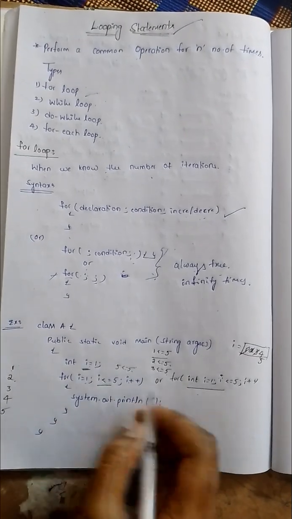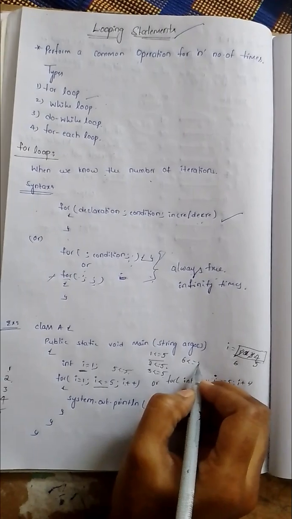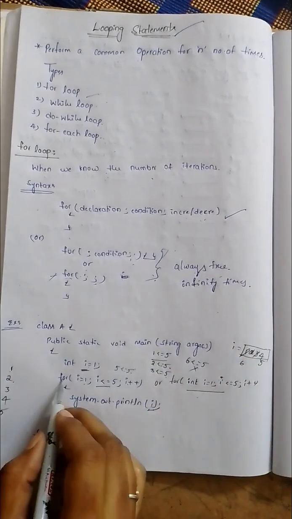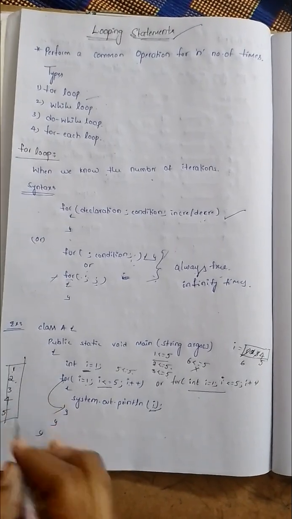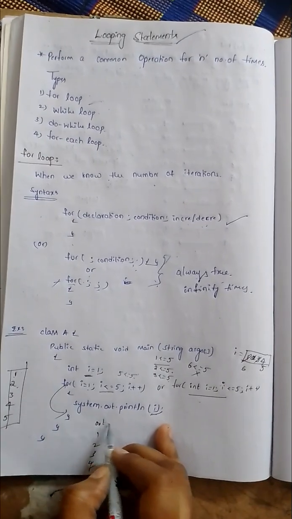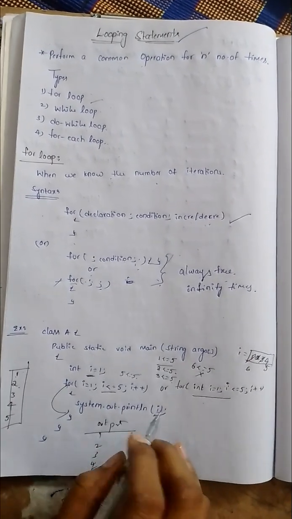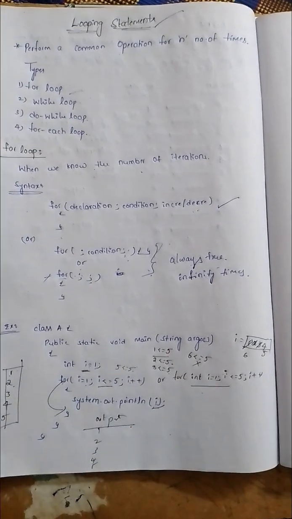And finally I value is increased to 6. 6 less than or equal to 5: condition is false. So it will exit the loop and print all the values: 1, 2, 3, 4, 5. This is the output. Whenever the condition is true, then only the loop executes. Otherwise it will not execute.